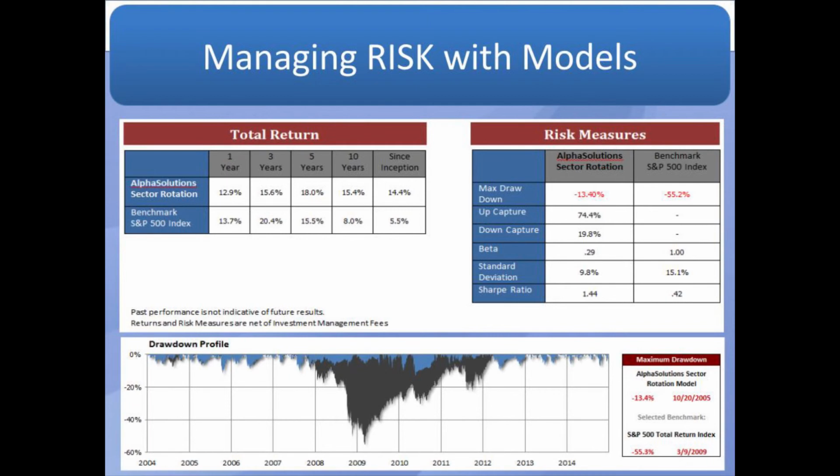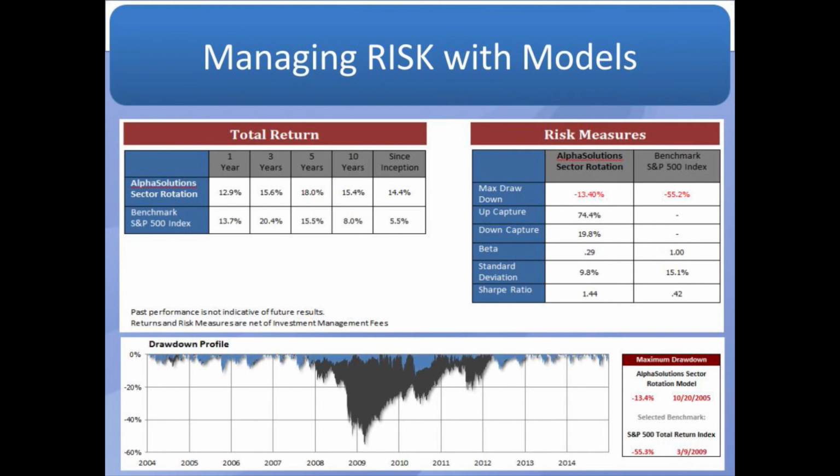The bottom section of this chart illustrates the max drawdown, or the downside volatility, where the markets fell approximately 55% from the fall of 2007 to the spring of 2009. On this chart, you have the max drawdown of the S&P depicted in dark gray, as compared to the max drawdown of this sector rotation model illustrated in blue.